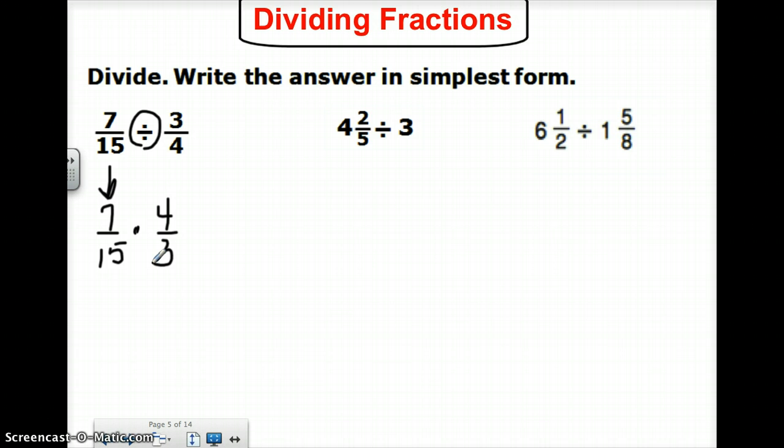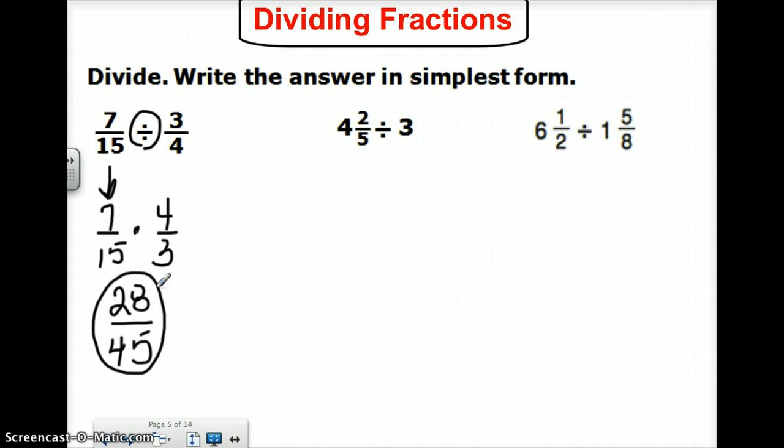Always look to see, can we simplify before we multiply? Is there any cross-canceling that can be done? In this problem, nope, there isn't. Go ahead and multiply your numerators. 7 times 4 is 28, and 15 times 3 is 45. There's our final answer, 28/45.